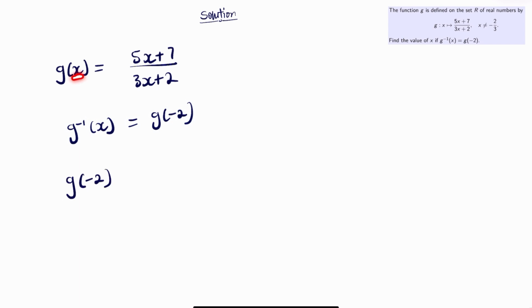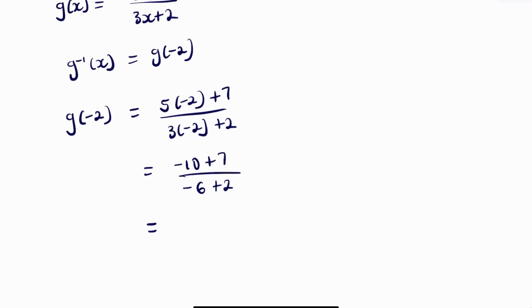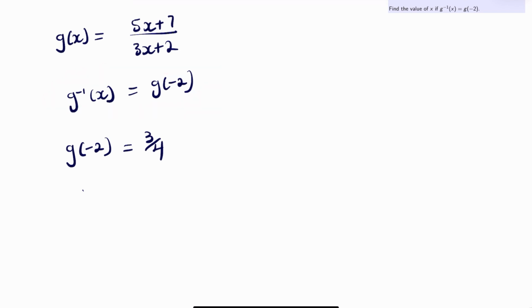And so here x is now equal to -2. So we are going to have (5 times -2 + 7) divided by (3 times -2 + 2). So we are going to have (-10 + 7) divided by (-6 + 2). Thus we have -3 divided by -4. Hence g(-2) is 3/4. And so the new question becomes, find the value of x such that g⁻¹(x) is equal to 3/4.